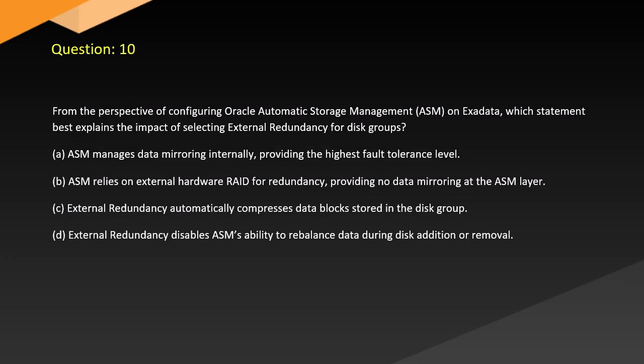Question 10. From the perspective of configuring Oracle Automatic Storage Management (ASM) on Exadata, which statement best explains the impact of selecting external redundancy for disk groups? A. ASM manages data mirroring internally, providing the highest fault tolerance level. B. ASM relies on external hardware RAID for redundancy, providing no data mirroring at the ASM layer. C. External redundancy automatically compresses data blocks stored in the disk group. D. External redundancy disables ASM's ability to rebalance data during disk addition or removal.